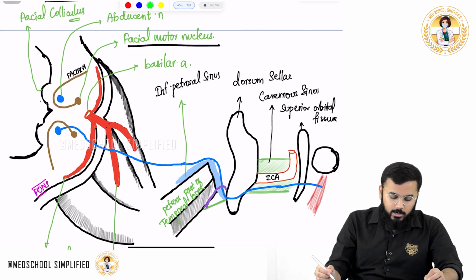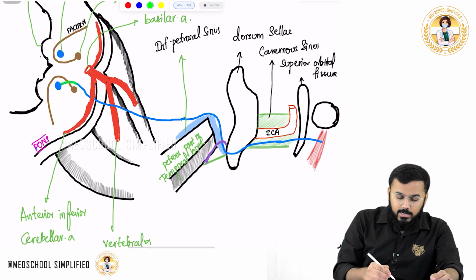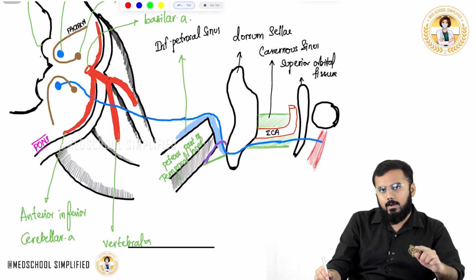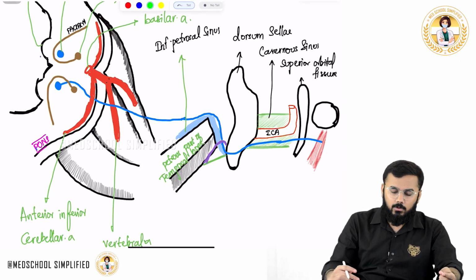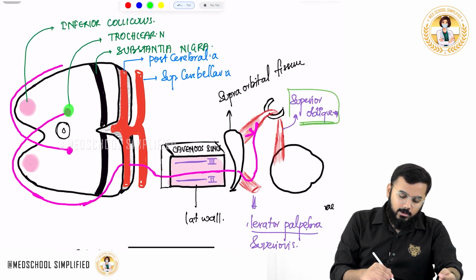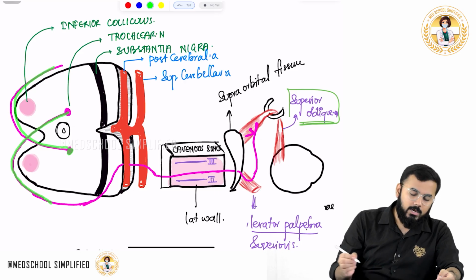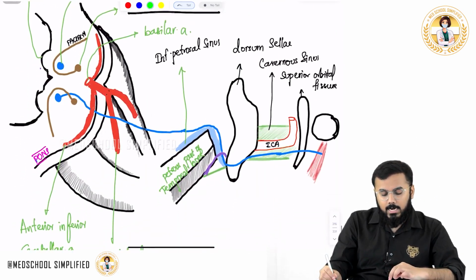So coming to the abducent nerve nucleus. This abducent nerve nucleus is ipsilateral, not contralateral like your trochlear nerve. Okay, if you remember, you see the trochlear nerve nucleus on the right side, from there the trochlear nerve arises and goes to the left side, but here it is ipsilateral.